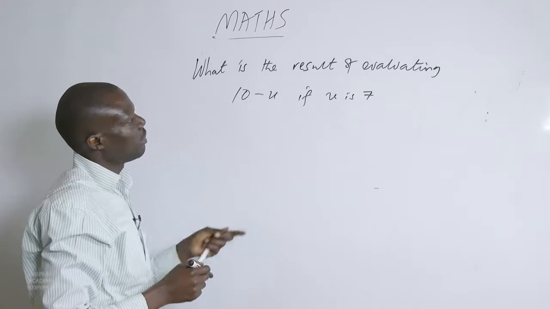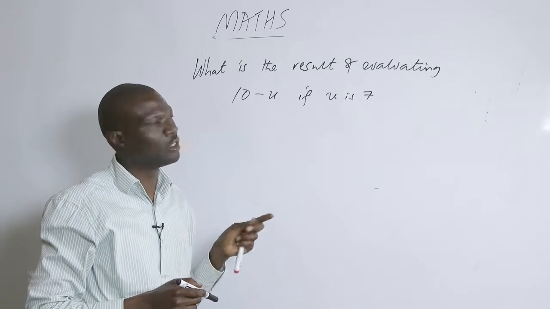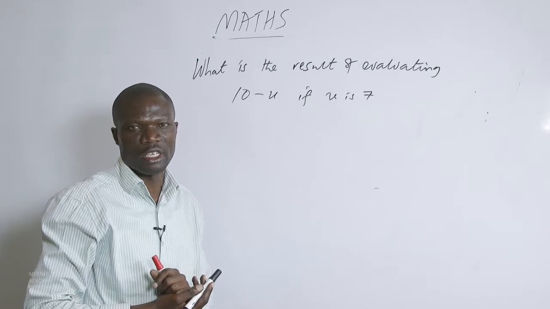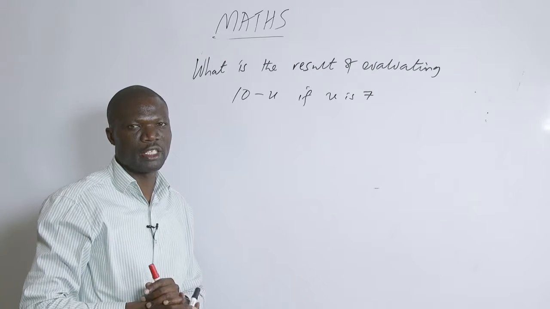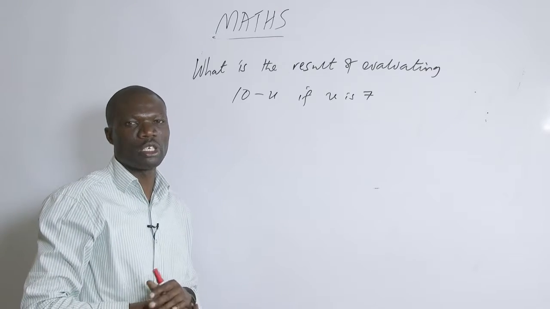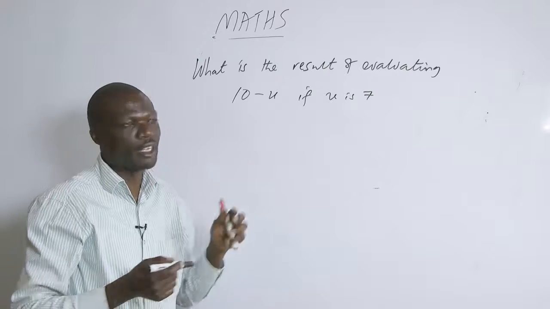What is the result of evaluating 10 minus u if u is 7? This is a straightforward question. You substitute directly. Where we have u, we put a 7 and work out.